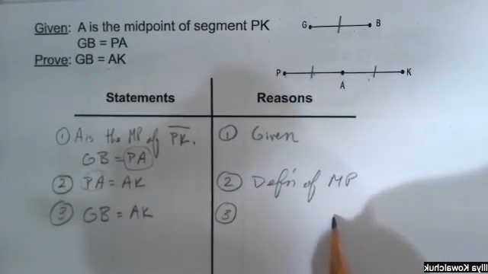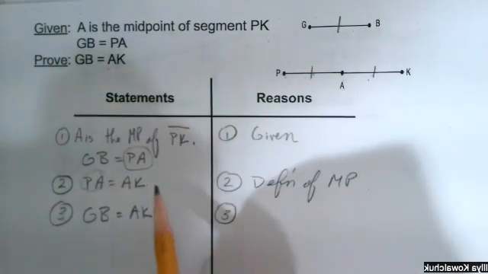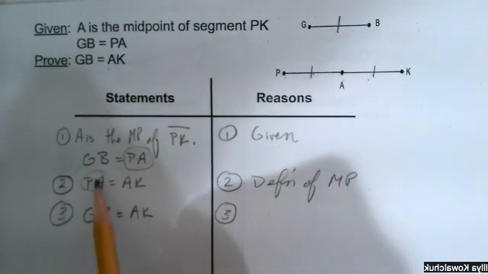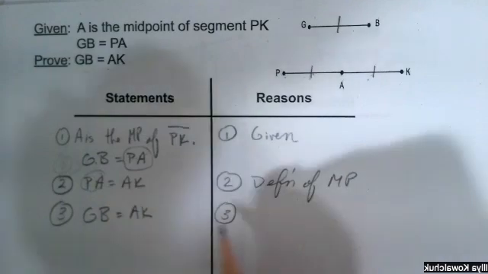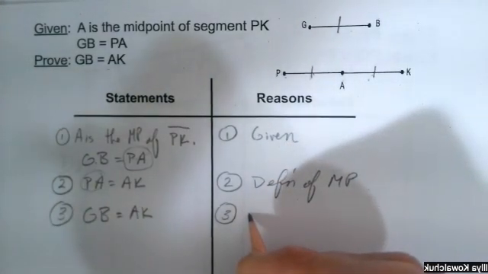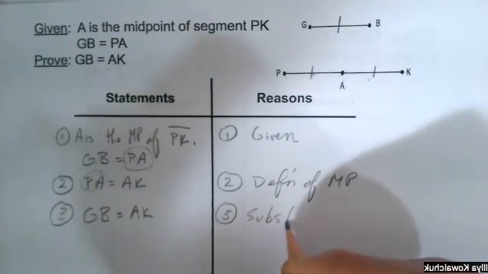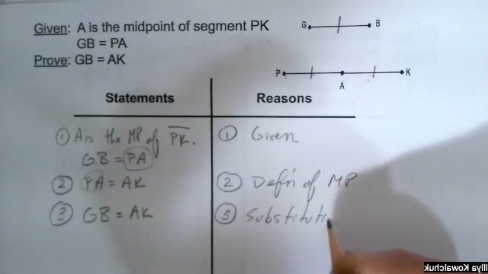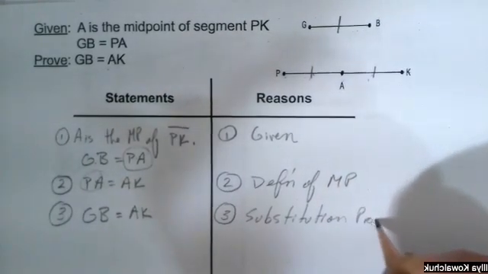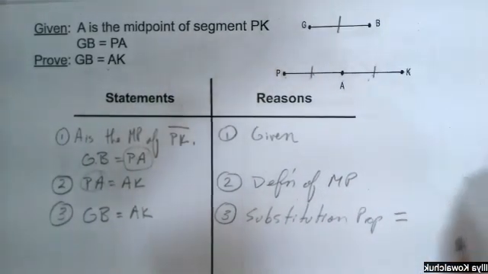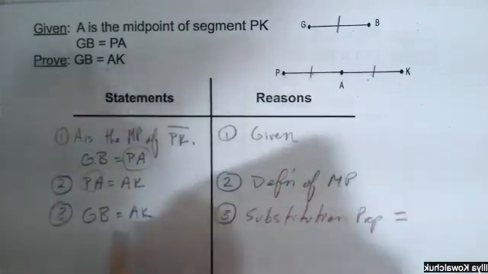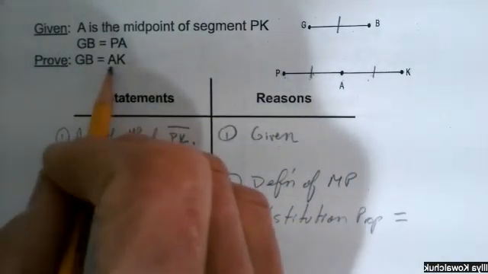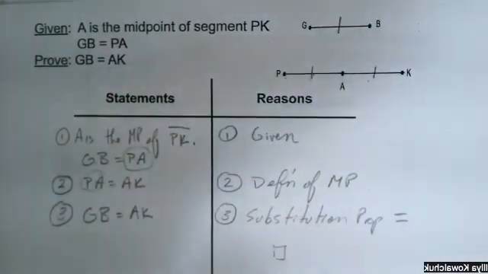Now in this one, we can use either the substitution or the transitive property because we're setting the whole side equal to the other thing. So I'm just going to go ahead and use the substitution property of equality. Okay. We've said that GB is equal to AK. That's what we're trying to prove. And we're done. Great.